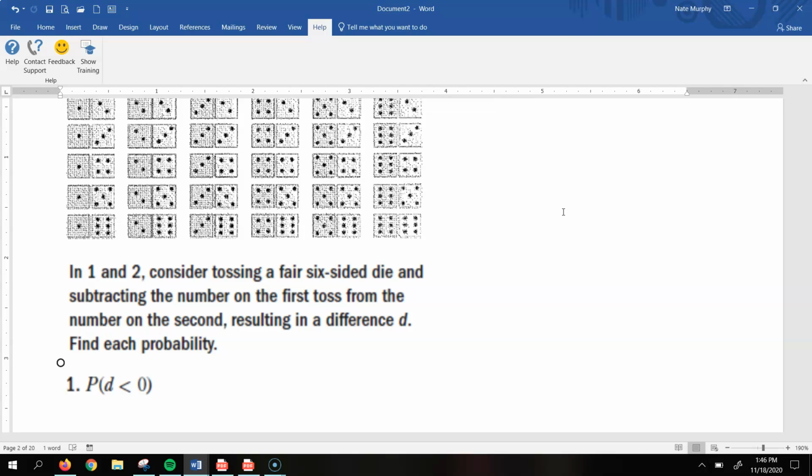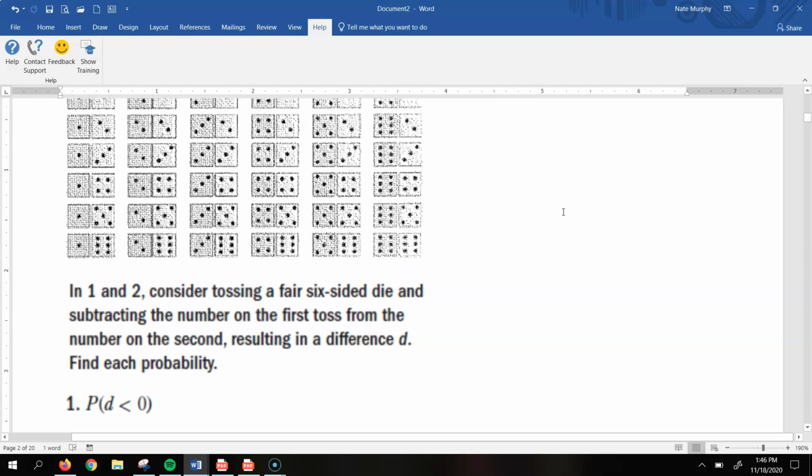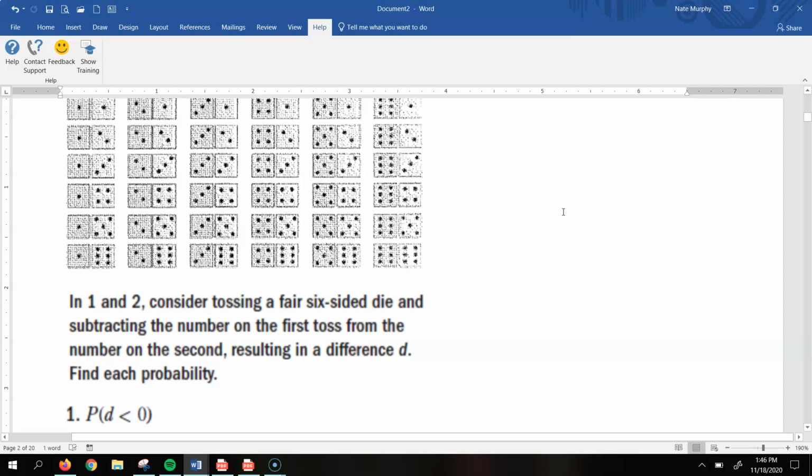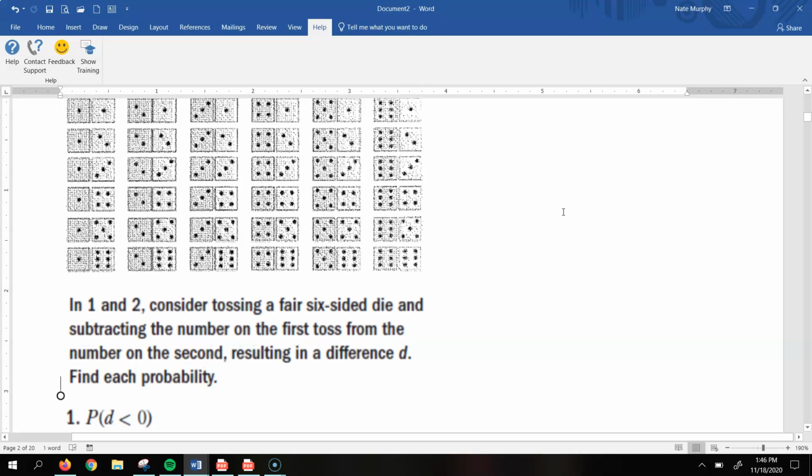So in 1 and 2, number 1, consider tossing a fair six-sided die and subtracting the number on the first toss from the number on the second, resulting in a difference, D. Find each probability. So we're subtracting the first die minus the second one. We want to find the probability that the difference is less than 0.